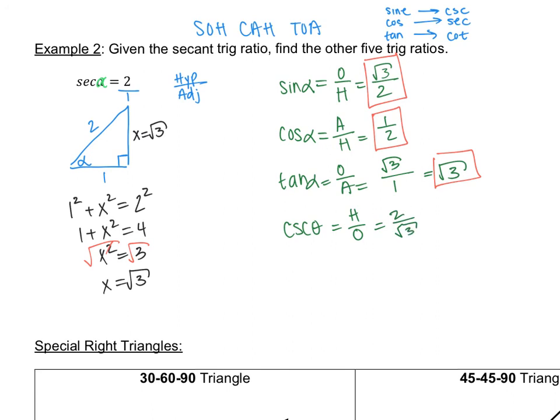But if a root is in the denominator, I have to multiply the top and bottom by that same root. So this is going to be 3 on the bottom, since square root times square root is a positive number. Then I have 2 square root of 3 on the top. Now I can't reduce 2 and 3, so this is left as it is. The next part is cotangent. Oh, I keep writing a theta. My bad, guys. This should really be an alpha.